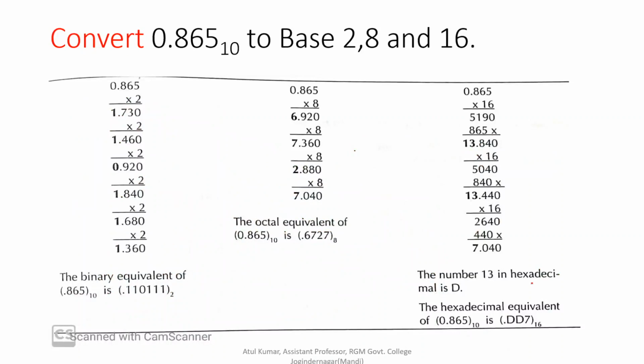The next example is 0.865 in base 10, to convert into base 2, 8 and 16, which means we have to convert this number into an equivalent binary number, an equivalent octal number and an equivalent hexadecimal number. The procedure is the same as for converting a number into a binary number. We have to multiply this number by 2. If we have to convert this number into an octal number, then we have to multiply it again and again by 8. If we have to convert it into a hexadecimal number, then we have to multiply this number by 16.